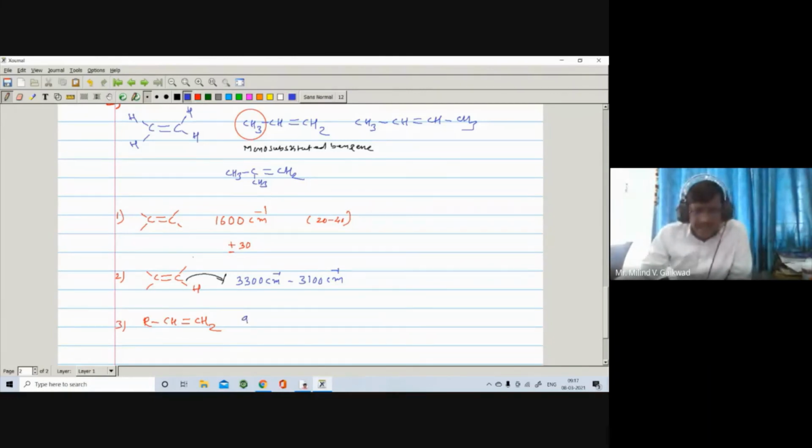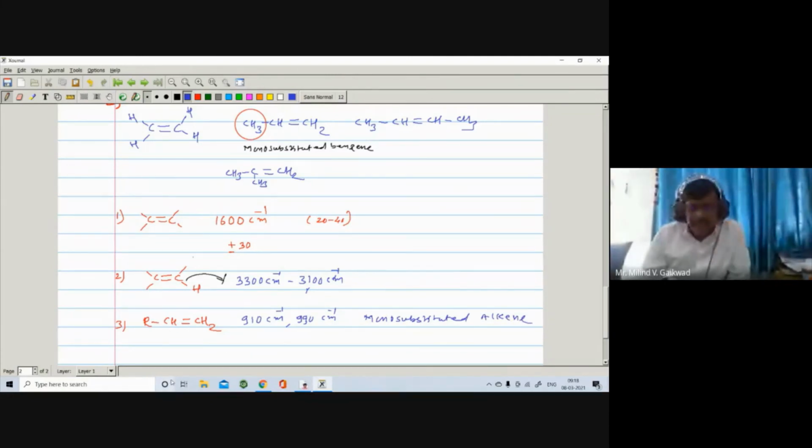So it is 910 centimeter inverse and 990 centimeter inverse. So this 910 and 990. Getting a band at 910, 990, you may say that it is a monosubstituted alkene. Sorry, monosubstituted alkene.